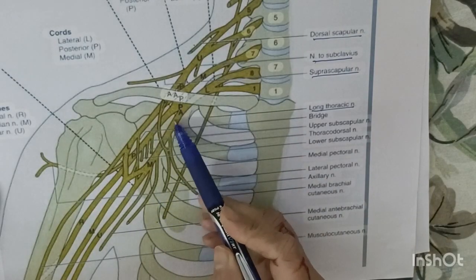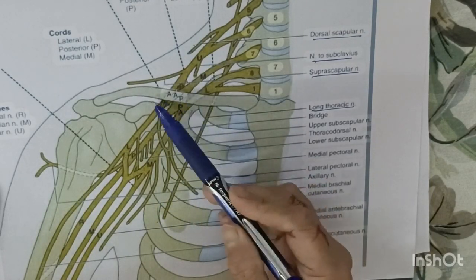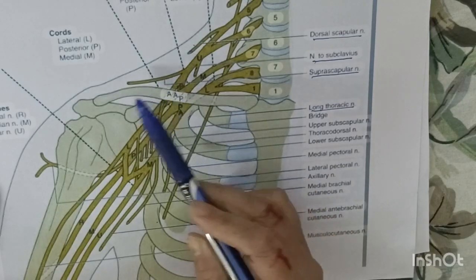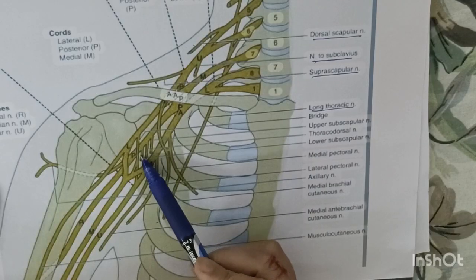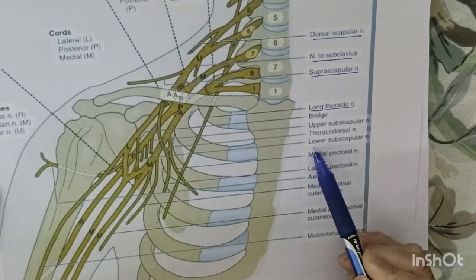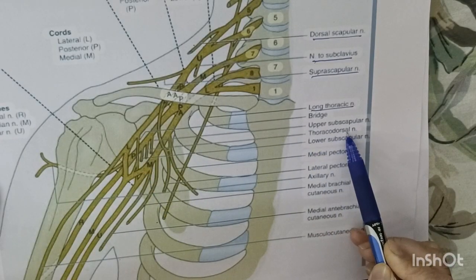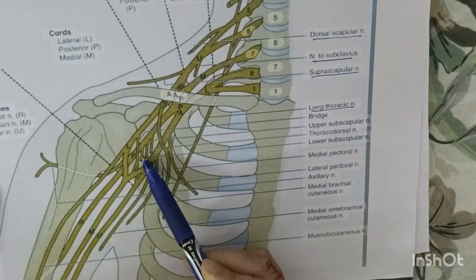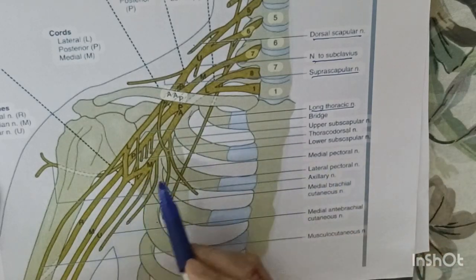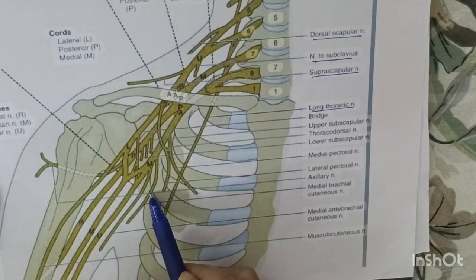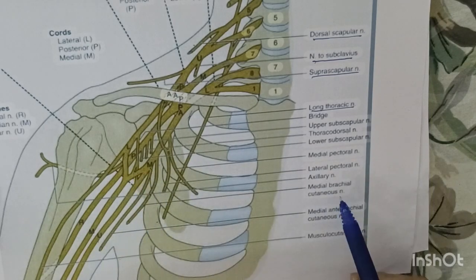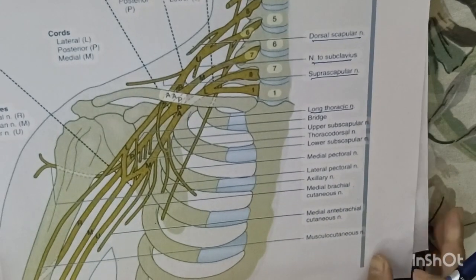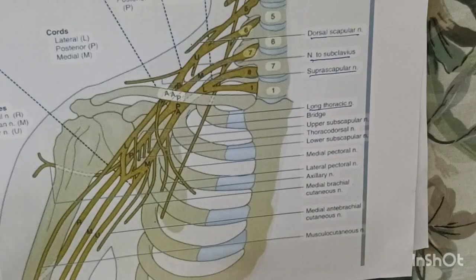Then is the part where the trunks divide into anterior and posterior divisions and they form the cords. As soon as the cords are being formed, you see there are 1, 2, 3 branches, which are the upper subscapular, lower subscapular and thoracodorsal nerve, which are part of our posterior cord. Whereas you see the medial cord, which is again giving branches: the medial pectoral nerve, the lateral pectoral nerve, they both are giving branches, and the medial brachial cutaneous, medial antebrachial cutaneous nerve. Now this is all about the brachial plexus.